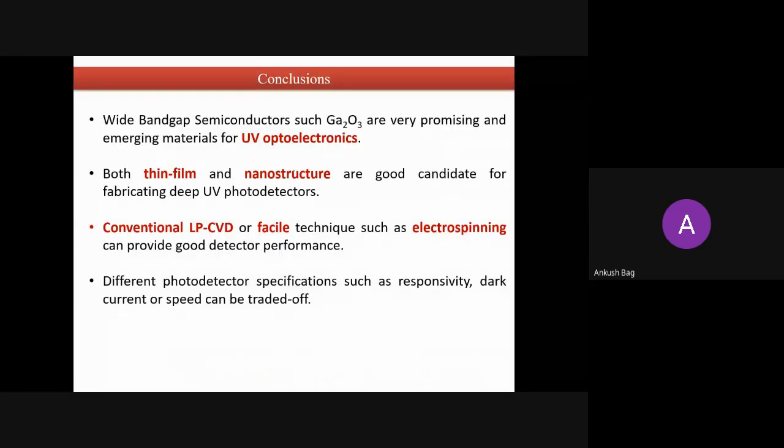Okay, so now in conclusion, overall we have observed that gallium oxide is obviously very promising for UV optoelectronic applications. Both thin film as well as nanostructures can be fabricated to get good photodetection. Both conventional LPCVD as well as facile techniques such as electrospinning can be used to get good detector performance. Although we could achieve good photodetector performance in terms of responsivity and dark current, the speed has been very low. That means we need to find some application where we can utilize these detectors with low speed requirement. So this is the conclusion.